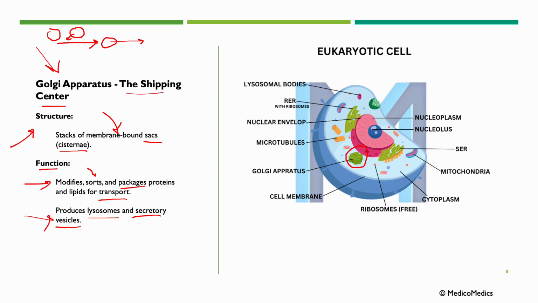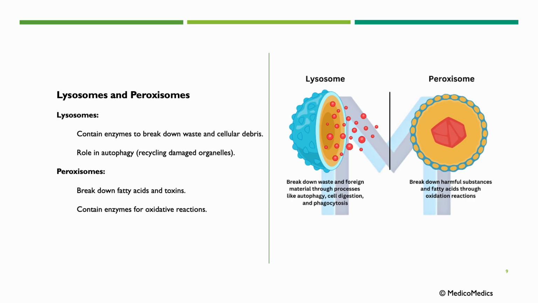Let's now examine the cell's recycling and waste disposal system, its lysosomes. So we've reached the Golgi apparatus where packing and sorting and shipping has been done. Now we need to have a system in place where waste is broken down, right? So lysosomes contain enzymes that break down waste and cellular debris. It also plays a role in autophagy, meaning recycling damaged organelles.